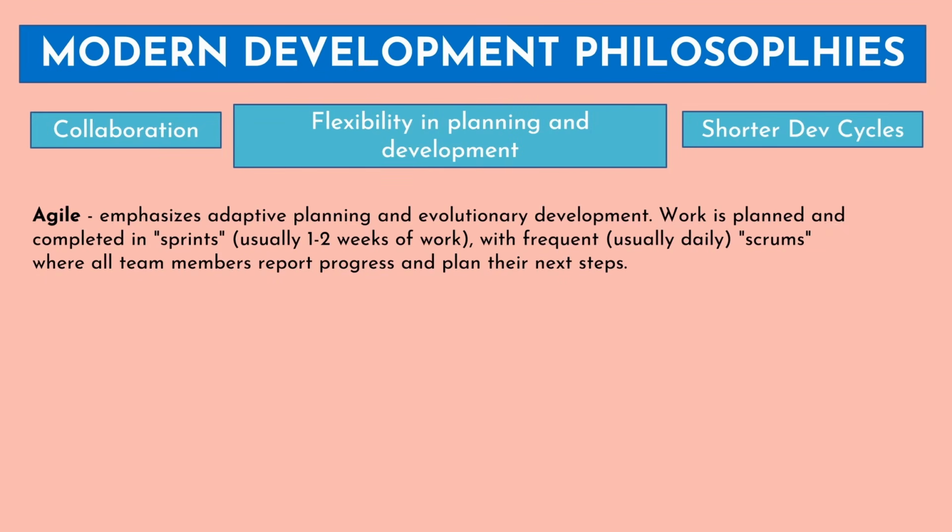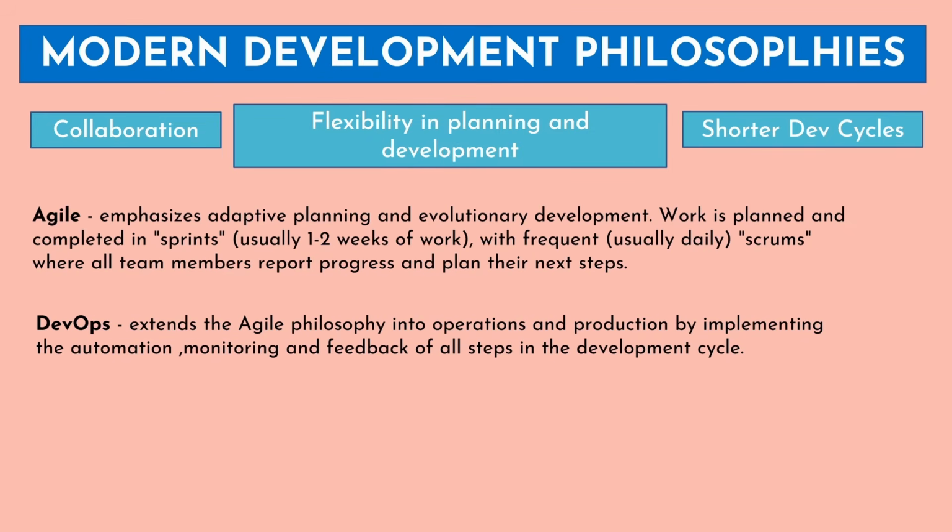Agile mainly concerns adapting, planning, and evolving the development work. Work is planned and completed in sprints. This is usually 1 or 2 weeks of work with frequent, usually daily scrum meetings where all team members report progress and plan their next step. In these meetings, blockers are also reported so that they can be removed or necessary action can be taken in advance.